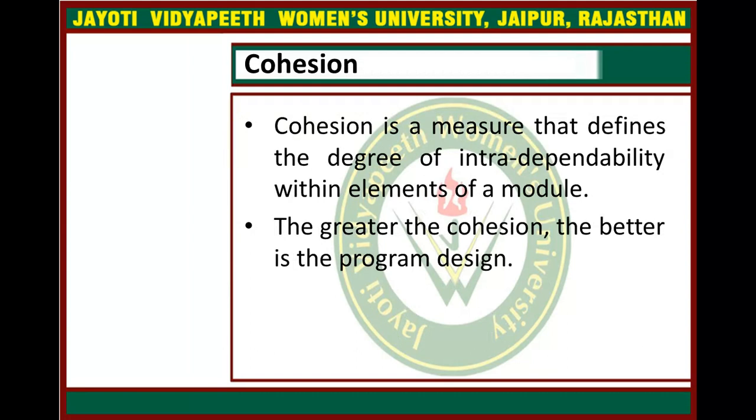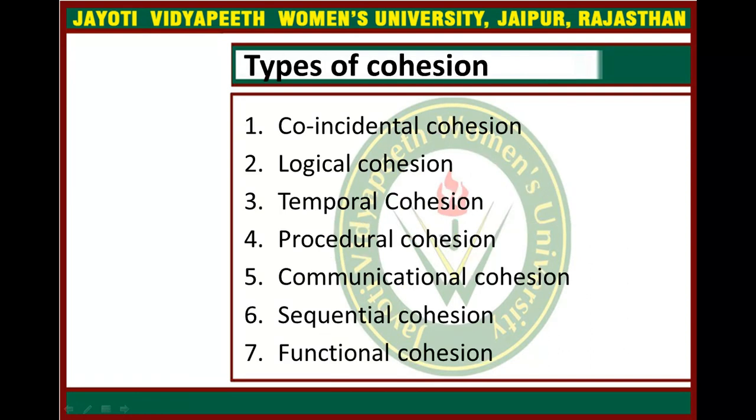What is cohesion? Cohesion is a measure that defines the degree of interdependability within elements of a module. The greater the cohesion, the better is the program design. Here I am focusing on the interdependability within the elements. Now the types of cohesion: first is coincidental cohesion, logical cohesion, temporal cohesion, procedural cohesion, communicational cohesion, sequential cohesion, and functional cohesion.